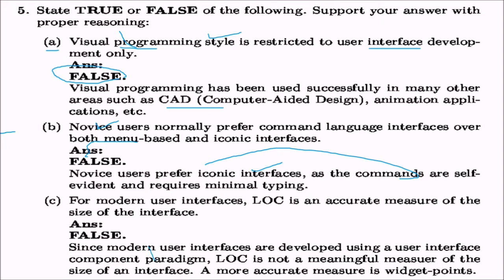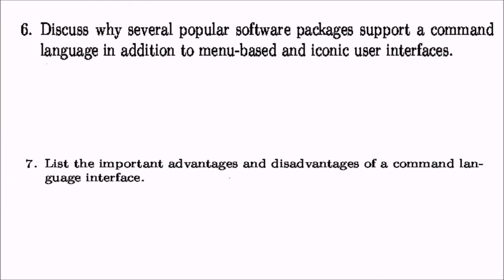C. For modern user interfaces, LOC is an accurate measure of the size of the interface. This is a question we have answered in the cost estimation chapter also. This is actually false because modern interfaces are developed using a user interface component paradigm. So LOC is just not a meaningful measure of the size of the interface. A more accurate measure is widget points. That is why the answer is false.